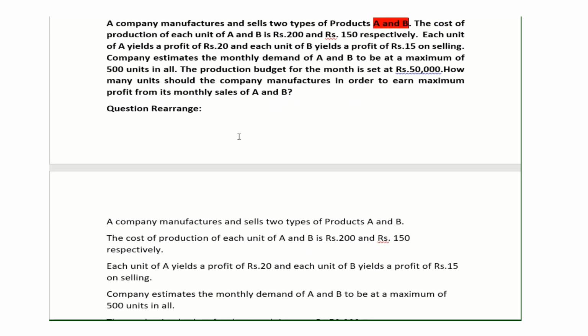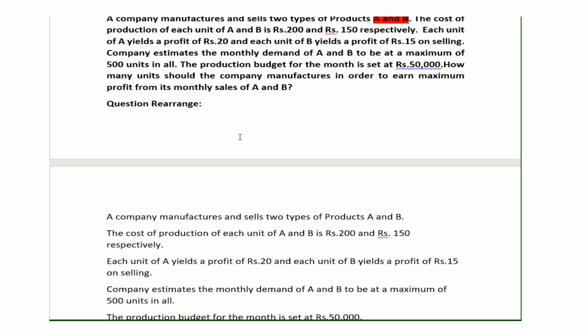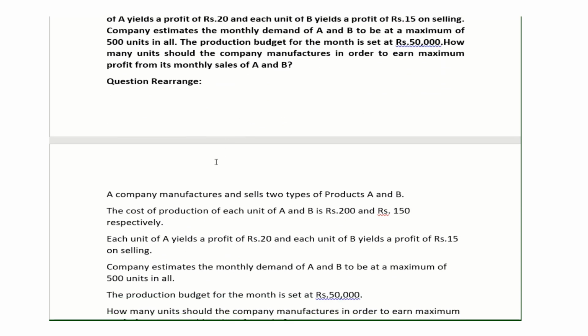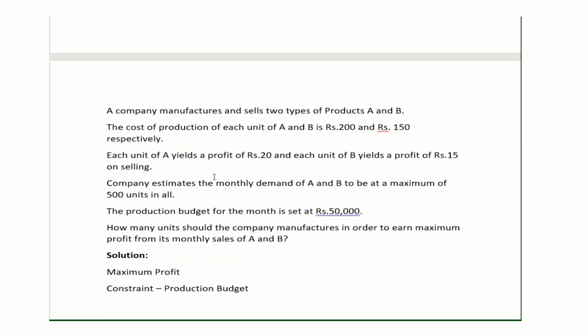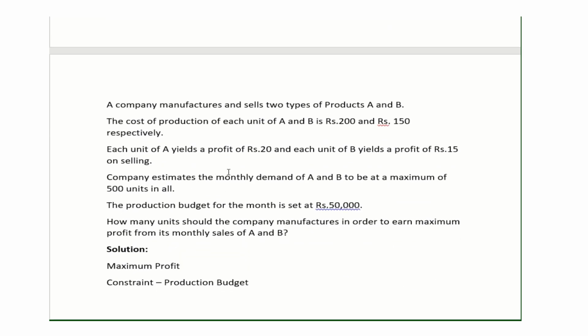So first I want to discuss how the question can be rearranged. Then only can you easily find the constraints and the products available in that particular problem. I can rearrange the question with a single sentence. First, a company manufactures and sells two types of products, A and B. Next, the cost of production of each unit of A and B is rupees 200 and rupees 150 respectively. So for manufacturing, the cost of production, rupees 200 and rupees 150, is utilized for the expenses of manufacturing products A and B.